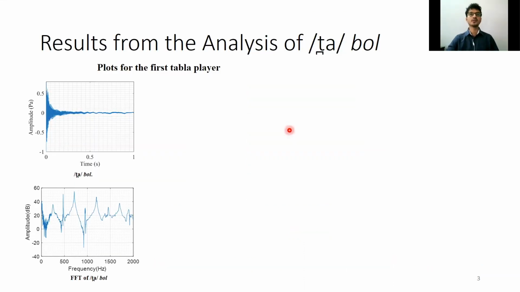The results obtained from the analysis of ta bol are as follows. Initially, ta bol played by the first tabla player is analyzed, and later the results obtained from 10 different tabla players are summarized. The pressure pulse of the ta bol played by the first tabla player is as shown.